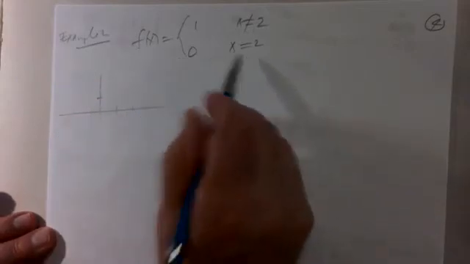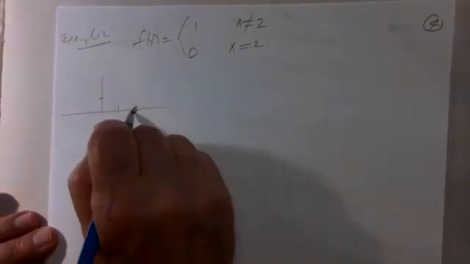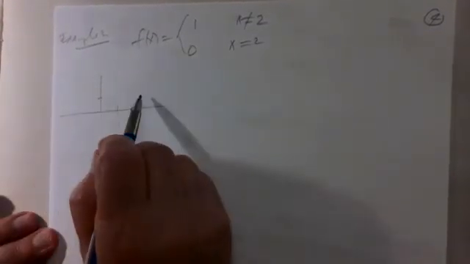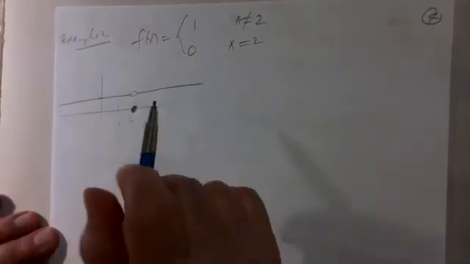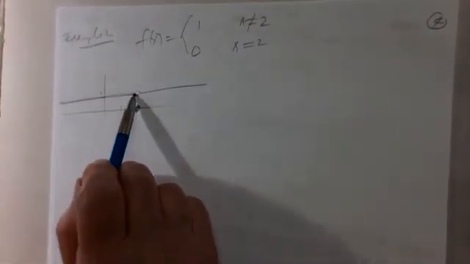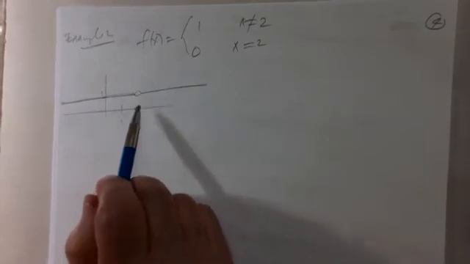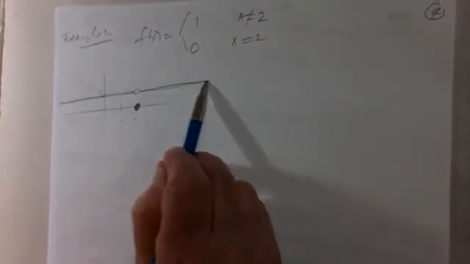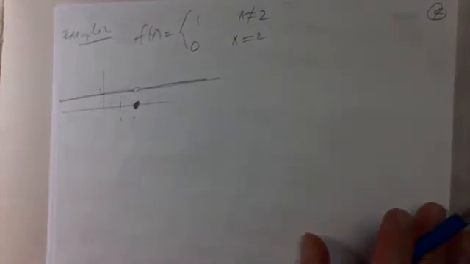When x is 2, the function is equal to 0. When x is different from 2, it's the constant function 1. So this is the graph of the function. As you start at minus infinity and you move to the right, you're moving along this horizontal line, y equal 1. When you get to 2, it jumps down to 0. And then to the right of 2 out to plus infinity is equal to 1 again. That's the graph of the function.